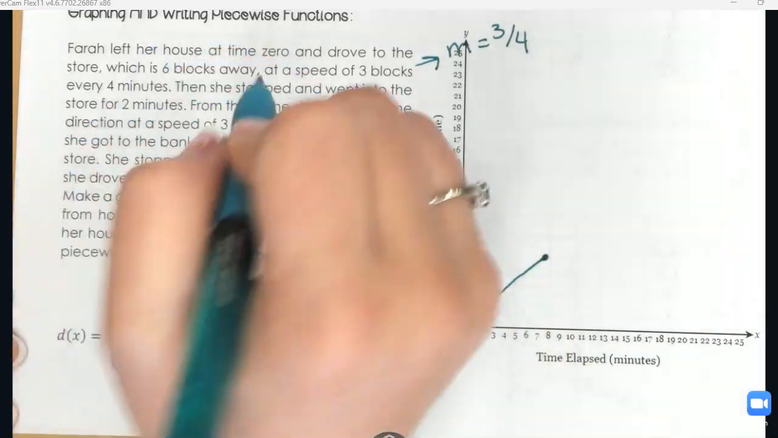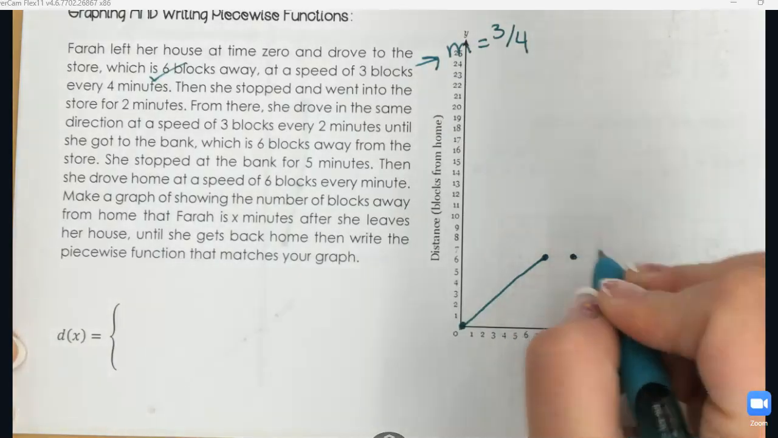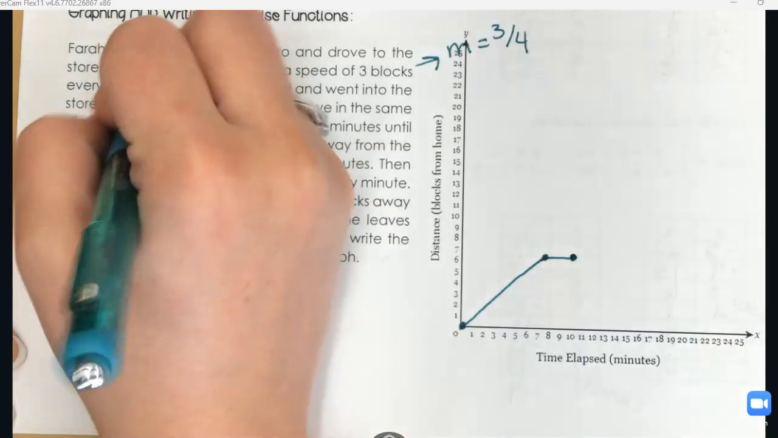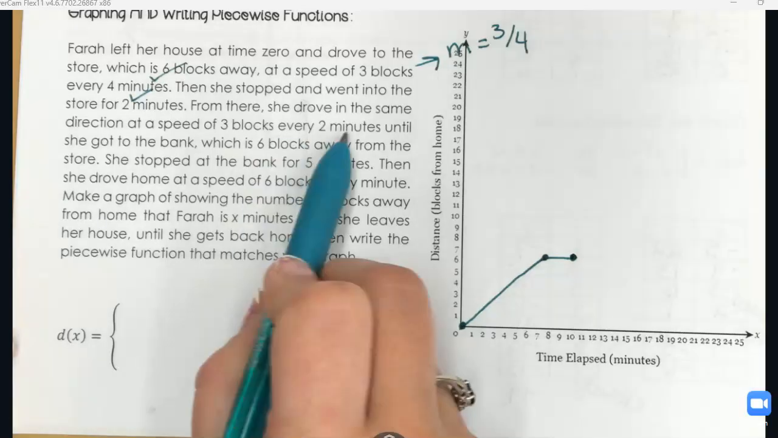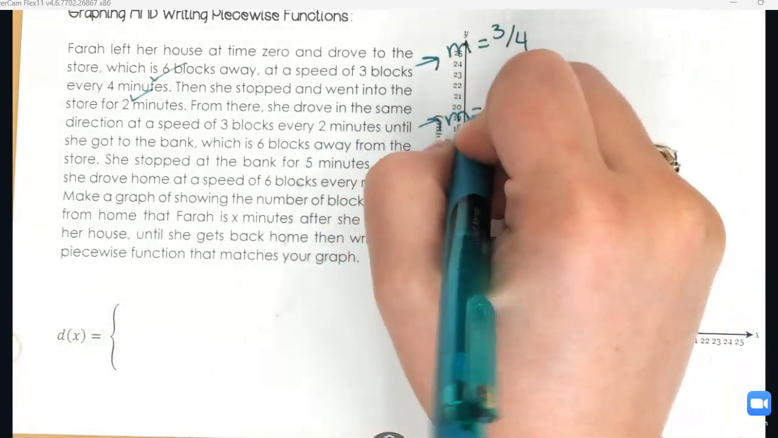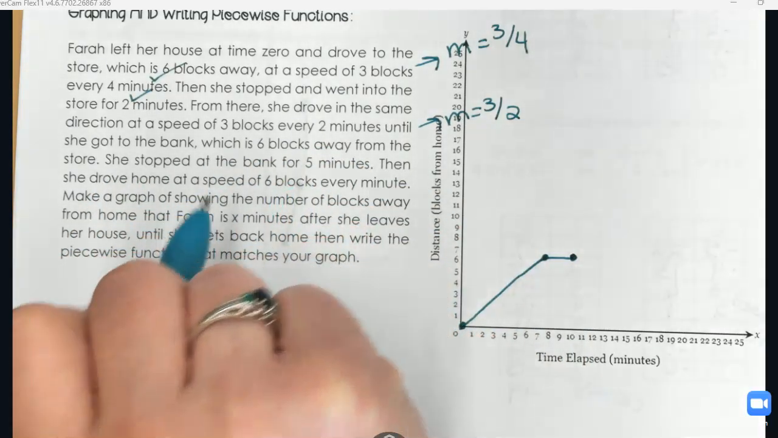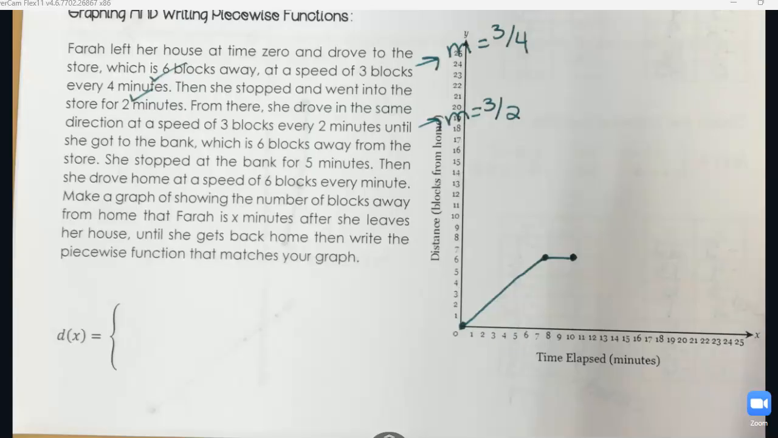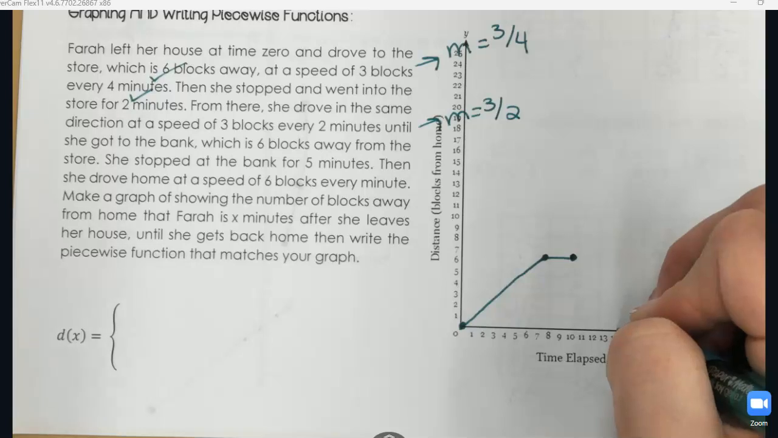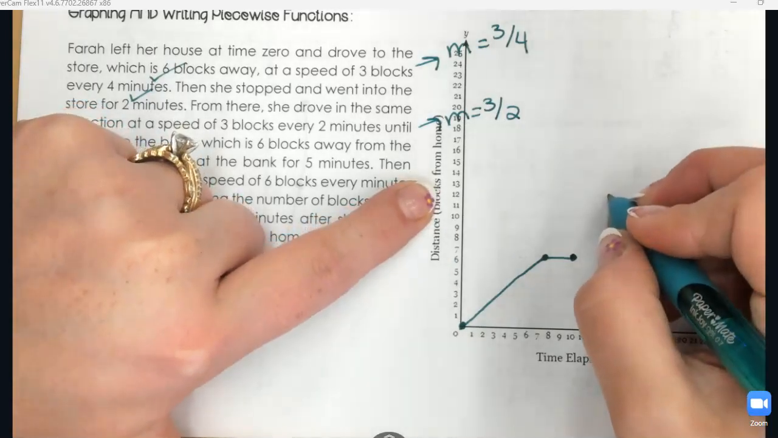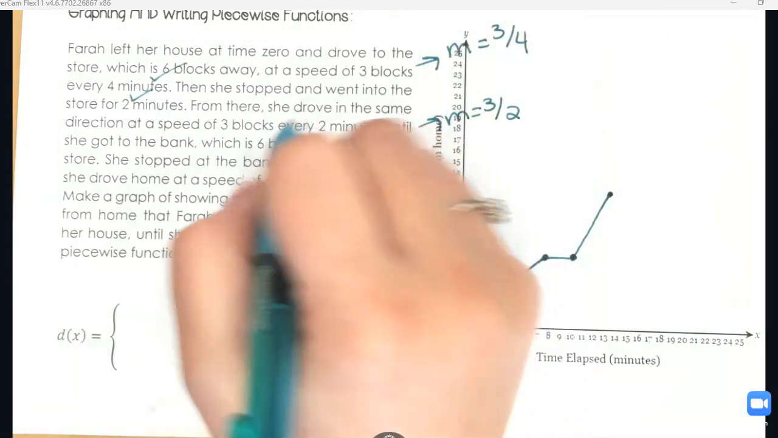There's my first interval. Then she stopped at the store and went inside for 2 minutes. Well, that means for the next 2 minutes, her distance is not changing. So it's going to be that horizontal line until minute 10. From there, she's going to drive in the same direction at a speed of 3 blocks every 2 minutes. Well, that tells me my slope there is 3/2. And she's going to the bank, which is another 6 blocks away from the store. So this time, covering 3 blocks every 2 minutes, to travel those 6 blocks, that's going to take her 4 minutes total. So at 14, and then going from 6 to 12, that gives me the points to connect for my third leg of our trip.